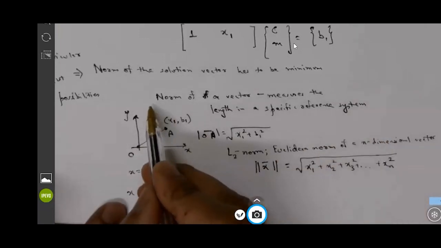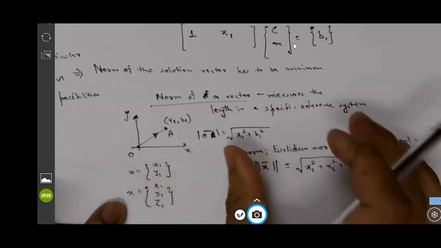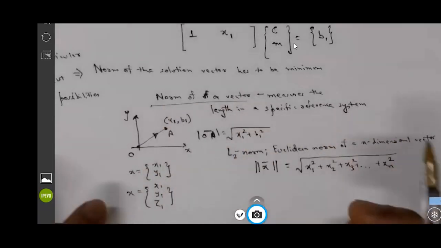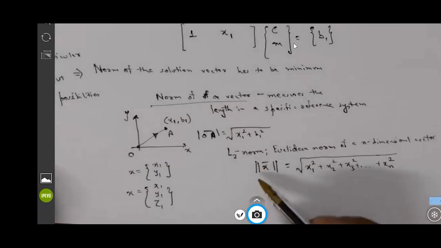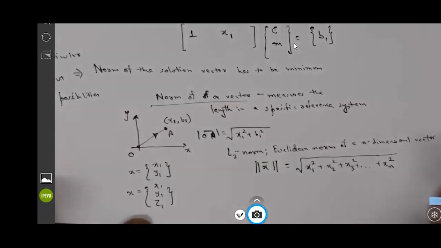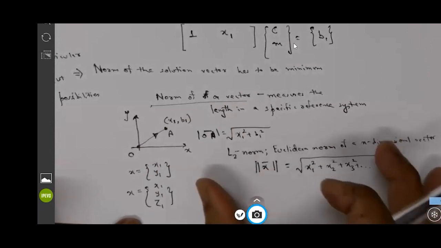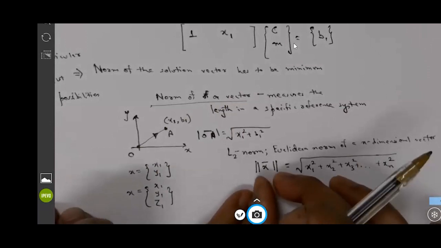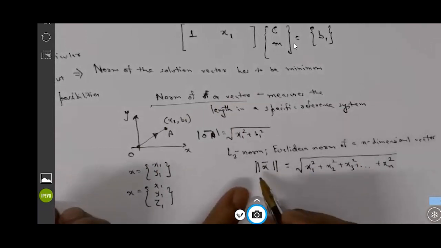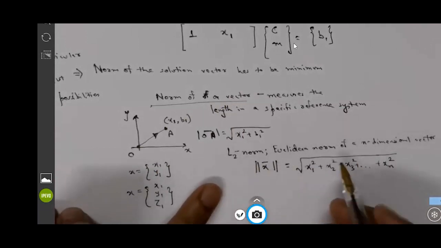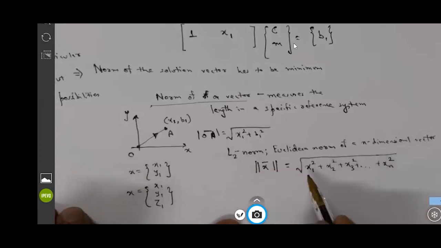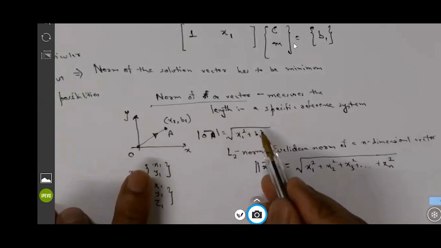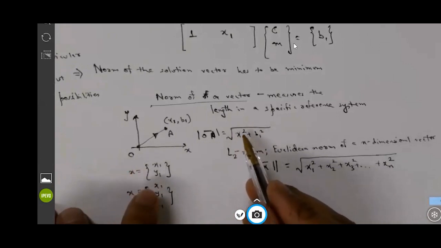So the norm, or vector norm, basically measures the length in a specific reference system. Now there are different types of norms as well, infinity norm, L1 norm. We will come to that later on. But at this point, physically, what does it mean? It means how can you determine the length of this vector? To determine the length, one of those norms is called the L2 norm, and it is basically the square root of the sum of the squares of the elements. If it has 2 elements, the length is given by the square root of x1 square plus y1 square.